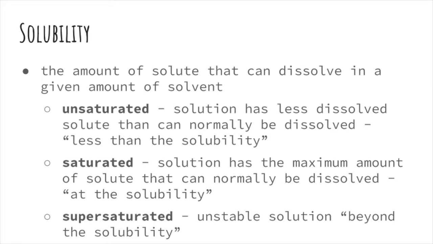An unsaturated solution contains less dissolved solute at a given temperature and pressure than can normally be dissolved, so it is less than its solubility. A saturated solution contains the maximum amount of solute for a given amount of solvent at a specific temperature and pressure, so it is at its solubility.